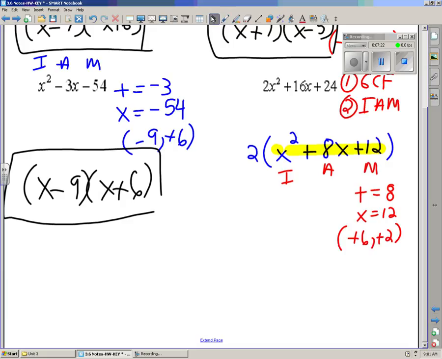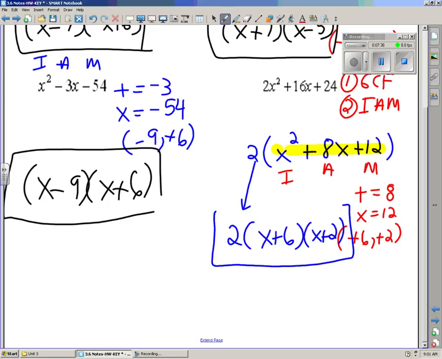So then I can actually factor out the parentheses x plus 6 and x plus 2. But what you can't forget is there was a GCF that was pulled out to begin with, and that can't be lost in your answer. So what happens here is there's kind of three factors: the GCF outside of the two parentheses.